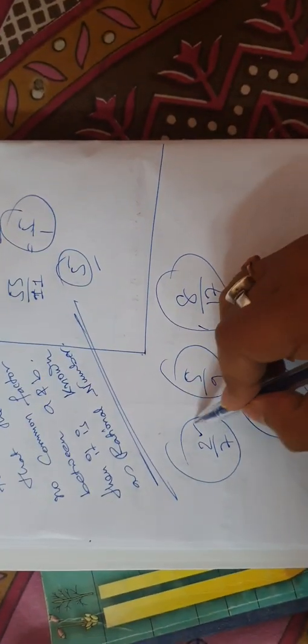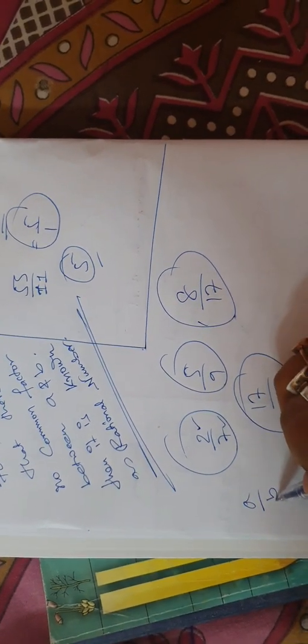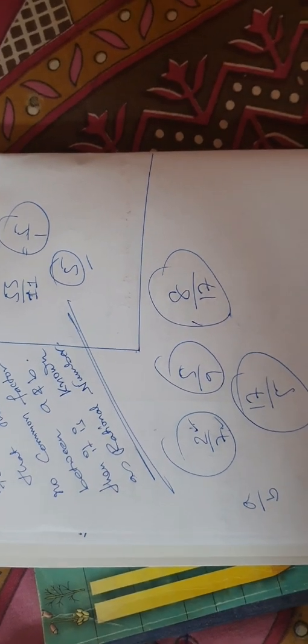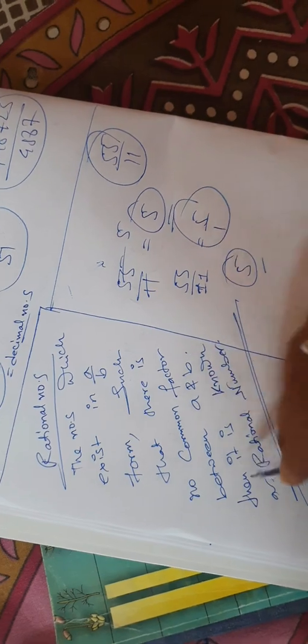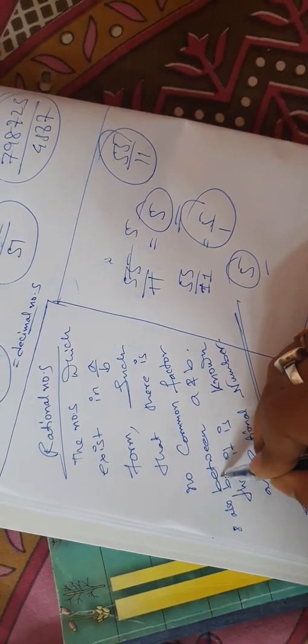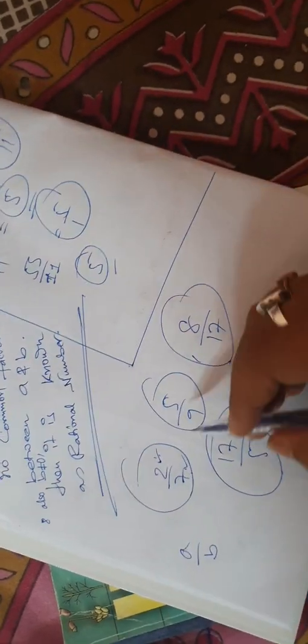In which one is A, one is B, and it is in the form A by B, and A and B do not have common factors, means वो काटाकाटी नहीं जाएगा. Common factor means वो काटाकाटी नहीं जाएगा. And also, oh, I forgot to write, and also B never equals 0. B should not be 0.